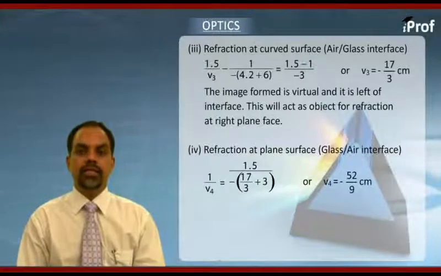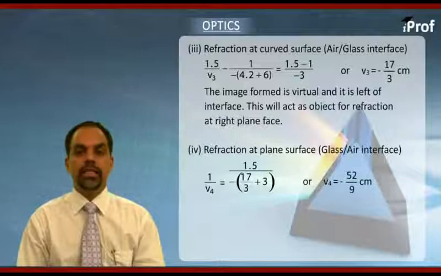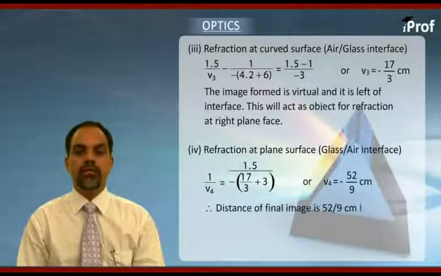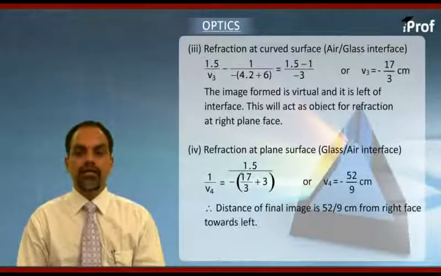To get the distance of final image from this plane interface, we need to divide the sum of 17 by 3 plus 3 divided by 3 by 2, and that gives me 52 by 9 centimeter. So we can say the final image formed is 52 by 9 centimeter from right face, that is the last face, and it is towards left.